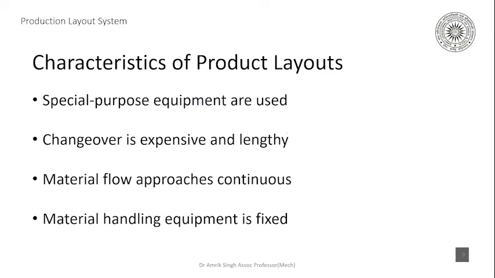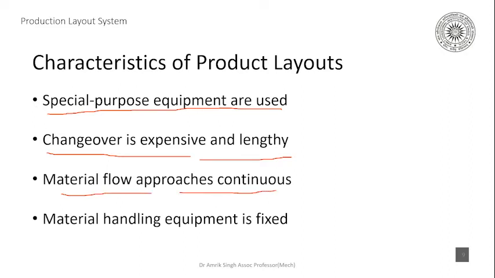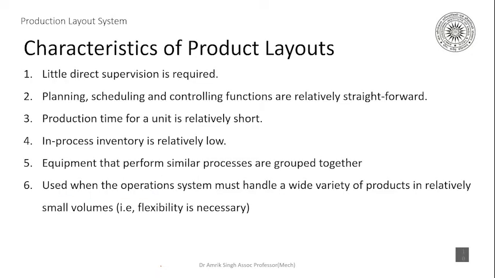So the characteristics of the product layout: instead of the general purpose machine, we use only special purpose machines, which are there for only specific operations. Changeover is expensive and lengthy. That means if we want to change the product, it will be lengthy and expensive. The material flow approaches continuous, and material handling equipment is fixed. So these are some of the important characteristics of the product type of layout.